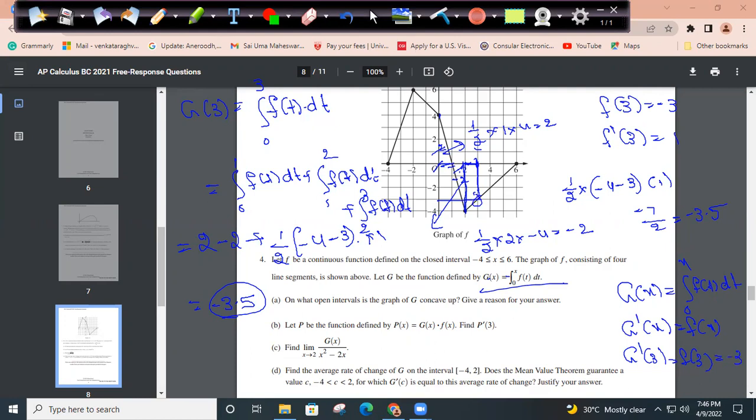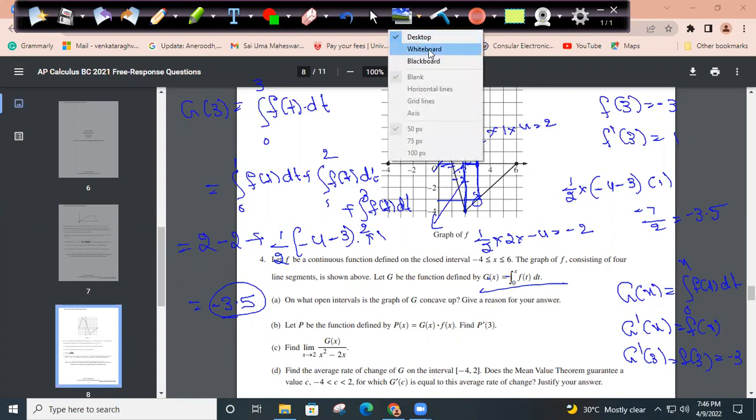I got all the values. I got the value of f of 3, the value of f dash of 3, the value of g of 3, and I also got the value of g dash of 3. So let me go and plug in the function.